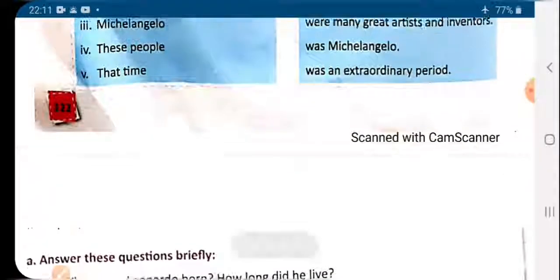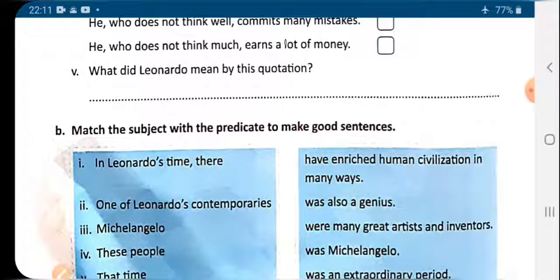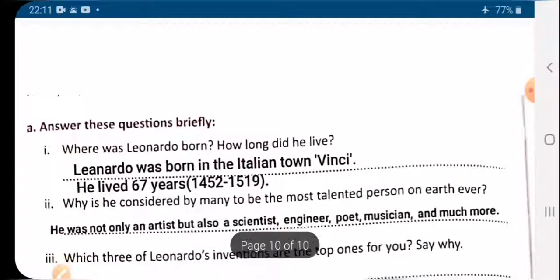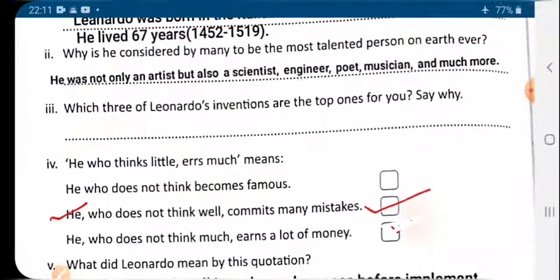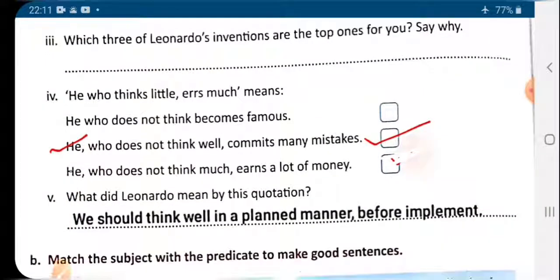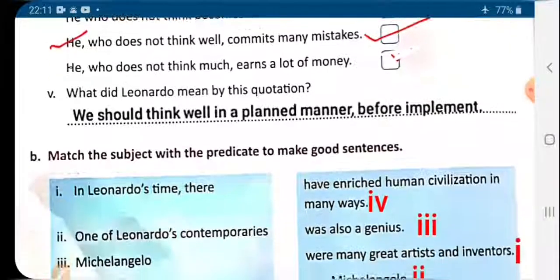Leonardo just wants to explain that we should think, we should plan everything in a proper manner before implementing. I have written the answers also. You can see the answers here. This you have to do on your own. Question 5. We should think well in a planned manner before implementing.